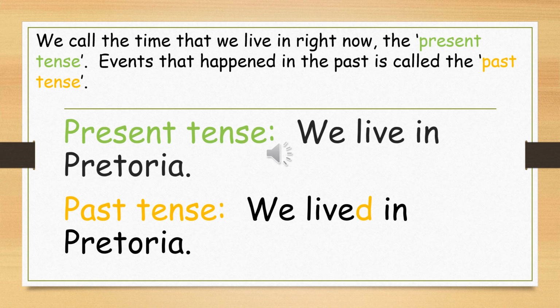If we look at the two sentences, present tense, we live in Pretoria. If we put that into the past tense, we will say we lived in Pretoria. We had to add a D to the word live to make it lived. We lived in Pretoria.